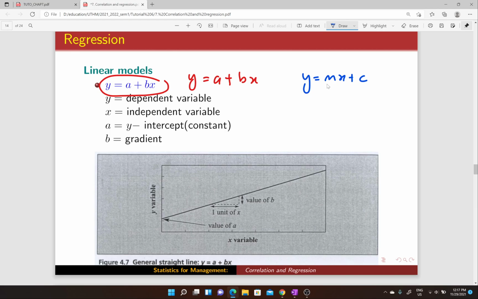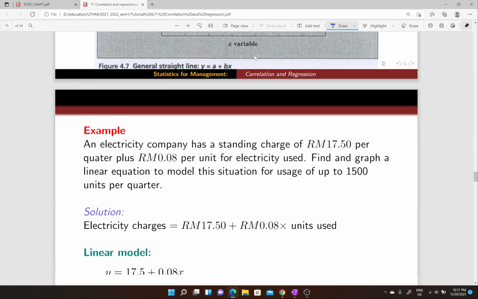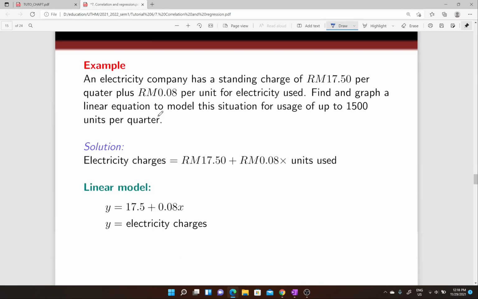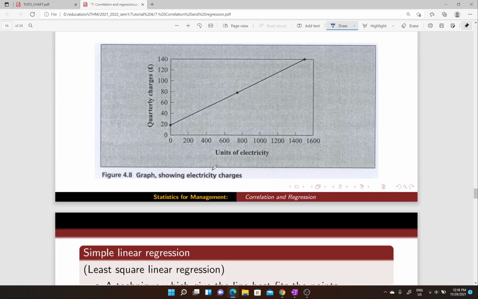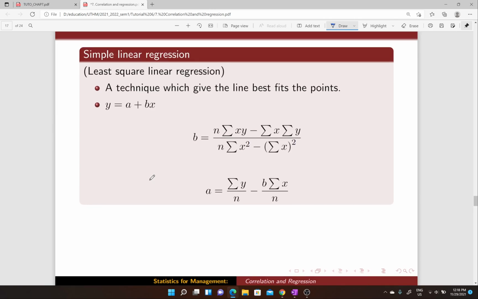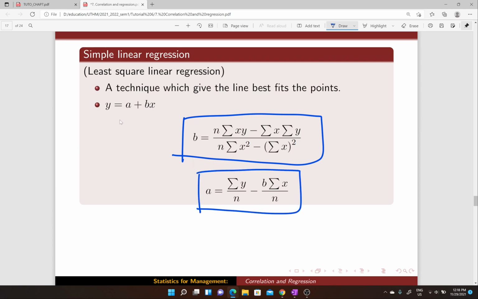So our gradient is the coefficient of x, the number in front of x. So here this would be the gradient, and this would be your y-intercept. Basically you need to find a and b. This one you can go through by yourself later. For you to find a and b, the formula is given here. Once you find b, using b you can find a, and then you substitute inside here, that's all.